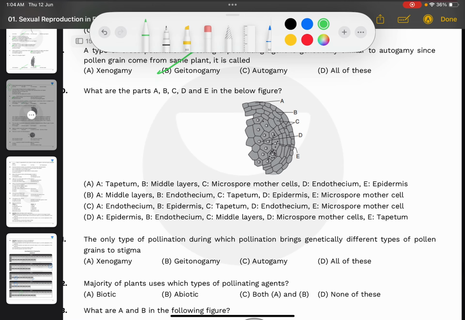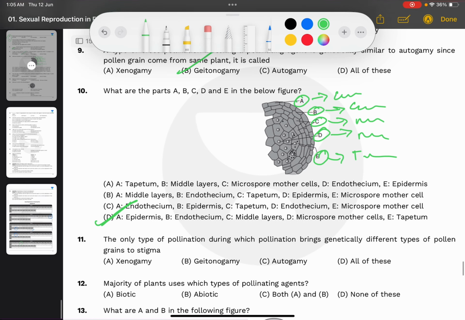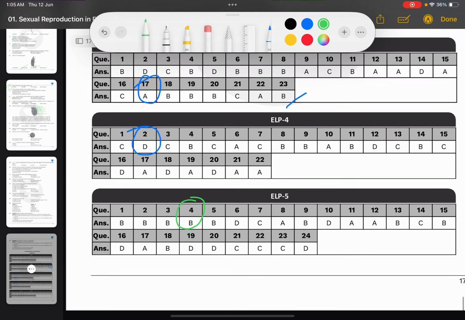What are the parts A, B, C, D, E represent? A is what we call the epidermis. B is the endothecium, I think. C is the middle layer. E is the tapetum, and D is the microspores. So epidermis, endothecium, middle layer. So D option is correct. I can check also. 10 ka D is the correct answer.